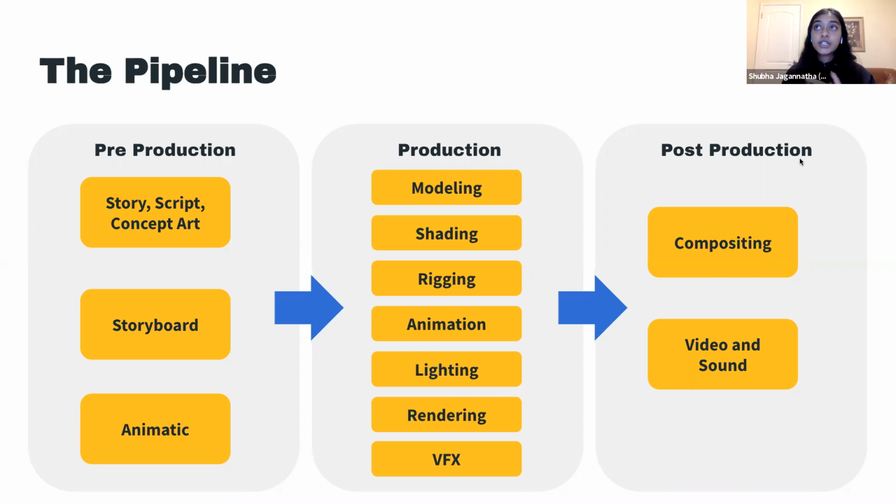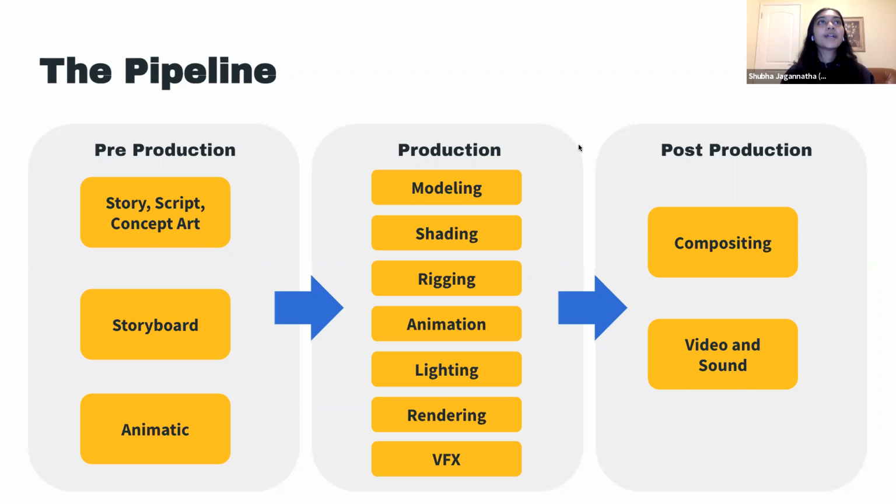And then post-production is after the film is made, maybe making some final touches. So compositing is part of that final touch process. And then also this is when video and sound is added in. And post-production also consists of things like marketing and distribution, but I haven't included that here because I'm only going to cover things that are central to the actual making of the film.